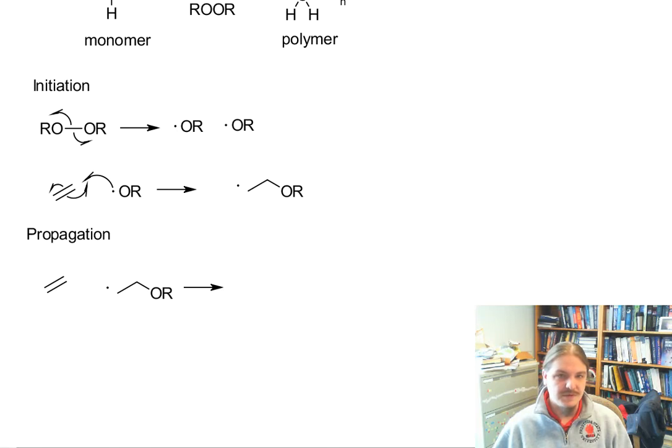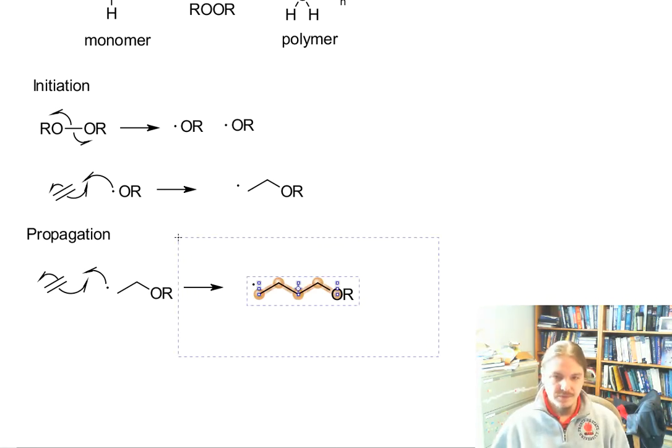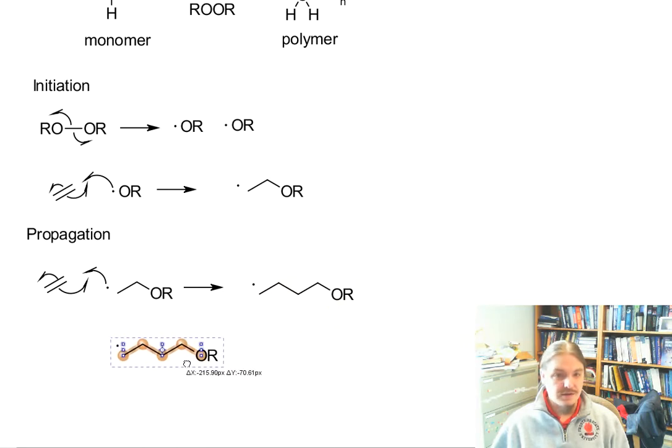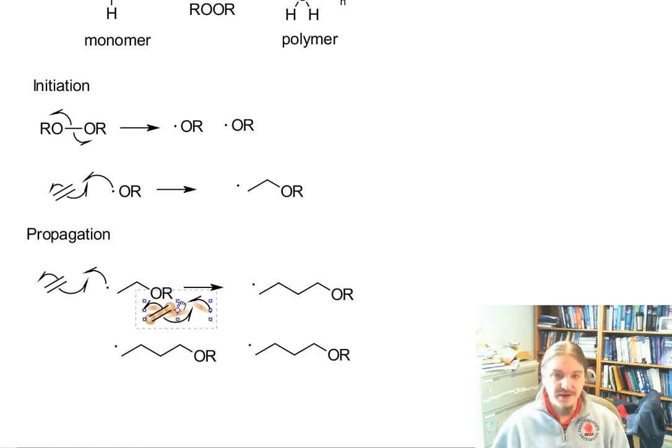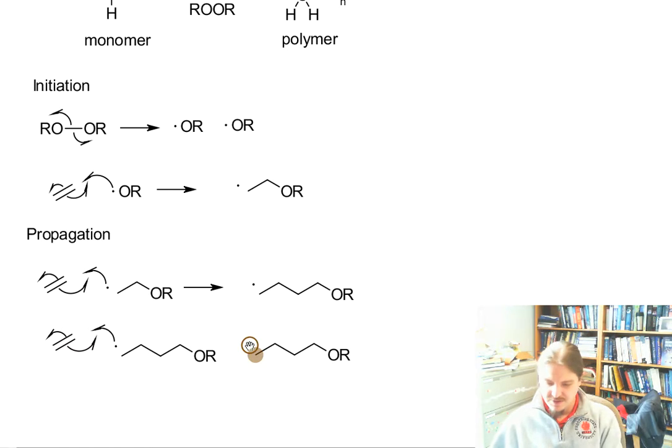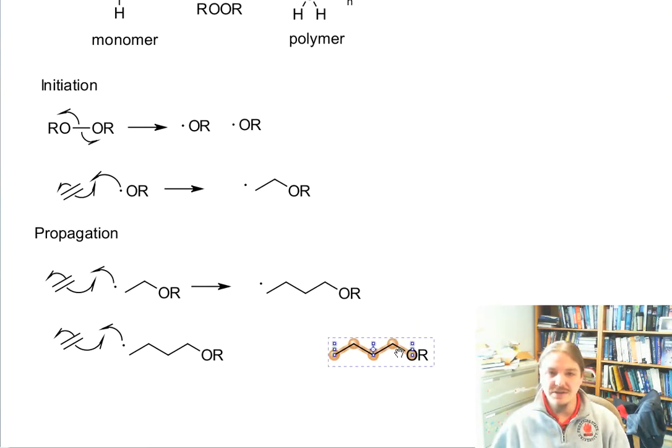Again, I'm peculiar about the way my arrows look. So that's the chain, as it's growing, reacting with another molecule of ethylene. And so our polymer chain is going to grow by two CH2 units. Originally we had a two carbon chain, now we have four. And this is just going to keep happening over and over and over again. And as it keeps happening, the chain is going to get longer and longer.